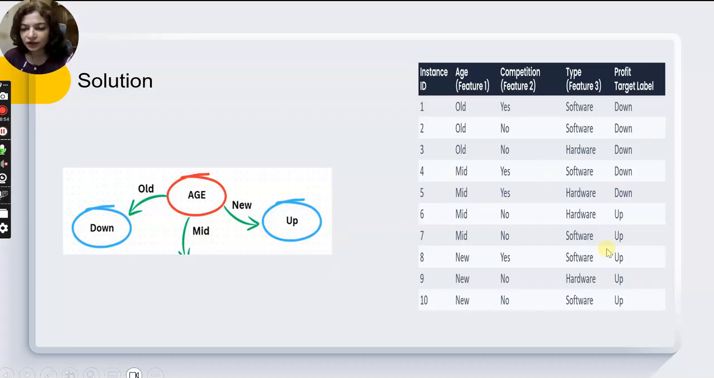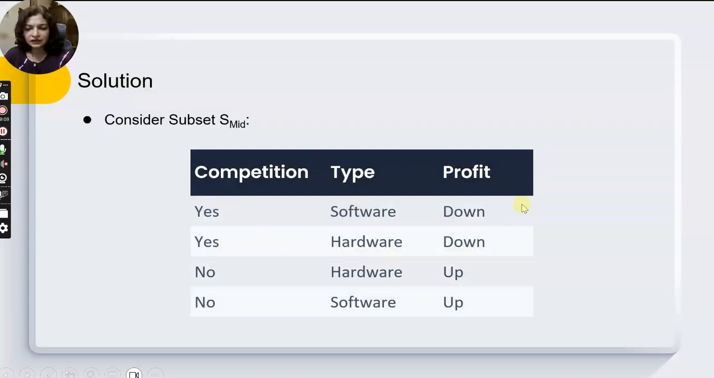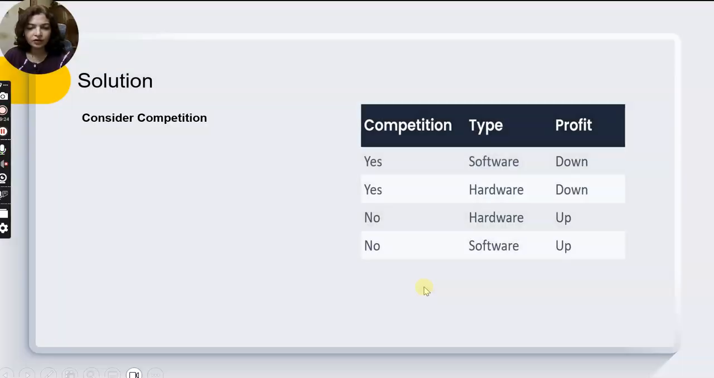And for mid, we can't come to a conclusion because we have 2 downs and 2 ups. So now what we'll do is we'll consider the mid data set. Mid data set means we are going to consider only these 4 values, records 4, 5, 6, 7. So this is the subset of mid. Now we are going to work only with the smaller data set. So we have competition and type. Competition, we have 2 values, yes and no. For yes, again, it is down, and for no, it is up.